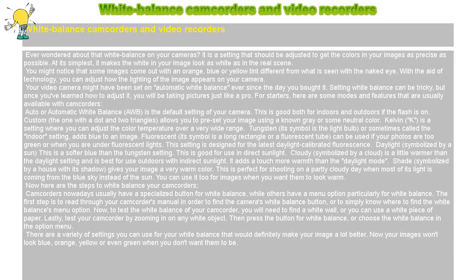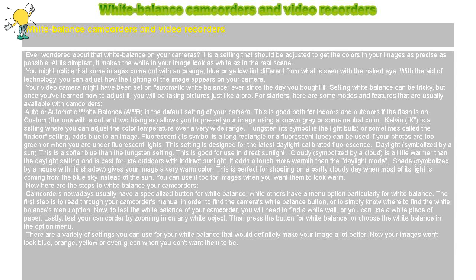Auto or automatic white balance, AWB, is the default setting of your camera. This is good both for indoors and outdoors if the flash is on. Custom, the one with a dot and two triangles, allows you to preset your image using a known gray or some neutral color. Kelvin, K, is a setting where you can adjust the color temperature over a very wide range.